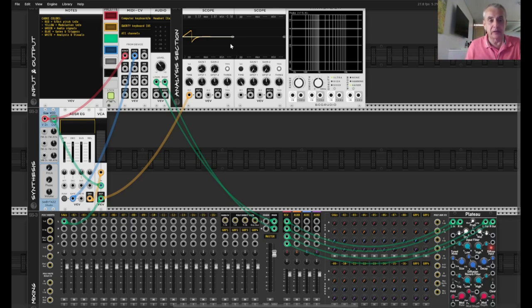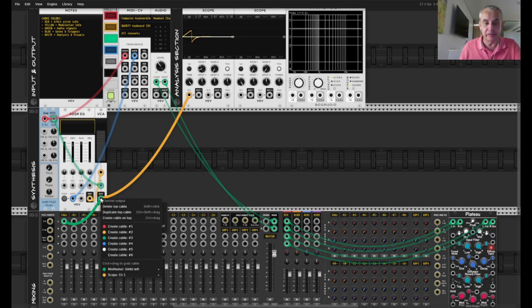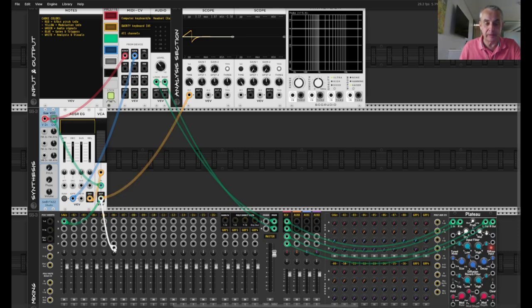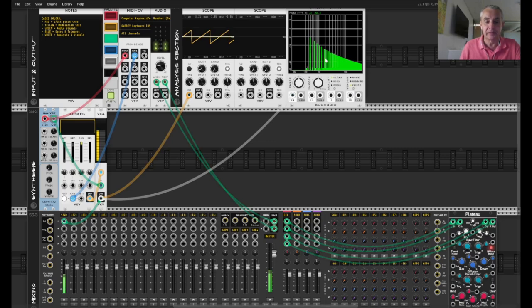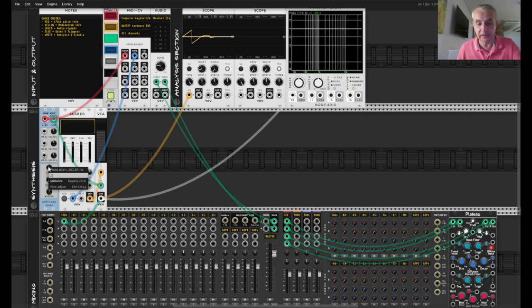So far, okay, a lot of theoretical mumbo jumbo, but how does that really cut out? Well, if I pull a cable from my sawtooth output to the analyzer, you see a lot of frequencies being in there. And let me just tune it down a little bit to a C2.